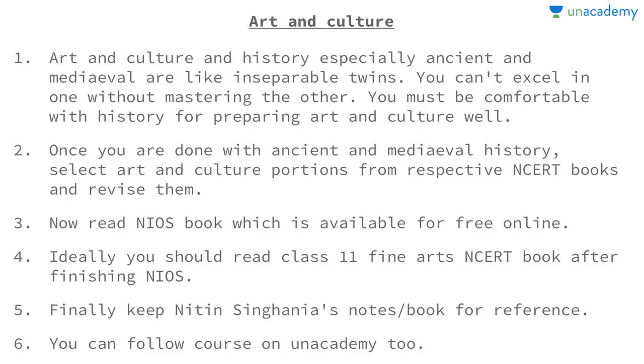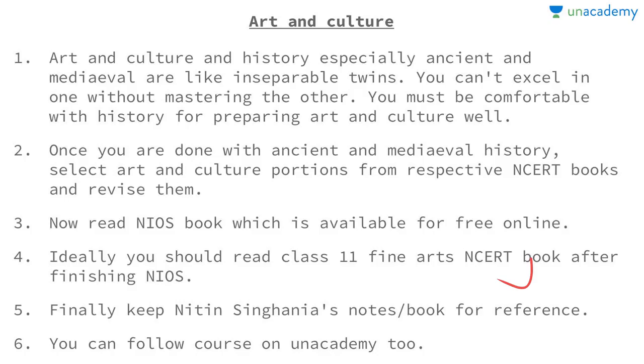For art and culture and history, especially ancient and medieval, they are inseparable, and you have to master all of them combined. Once you are done with ancient and medieval history, you can read the art and culture portion from NCERT books and revise them. Many people are reading NIOS books; I have not read them personally, but the feedback is very positive. So you can do selective reading, and first read the class 11 Fine Arts NCERT book after finishing NIOS, and finally keep Nitin Singhania's book for reference, because questions can be asked from it.